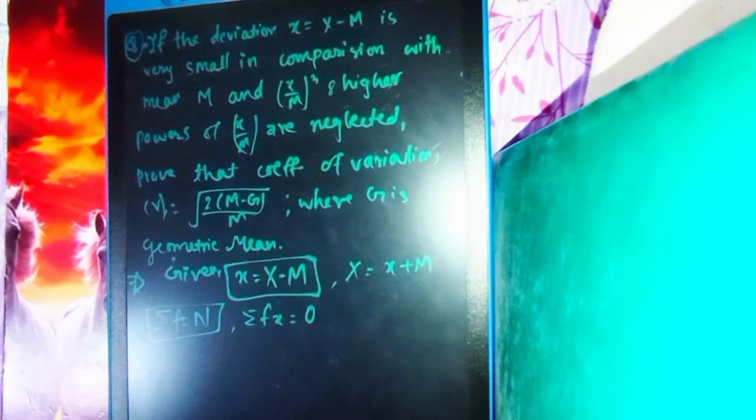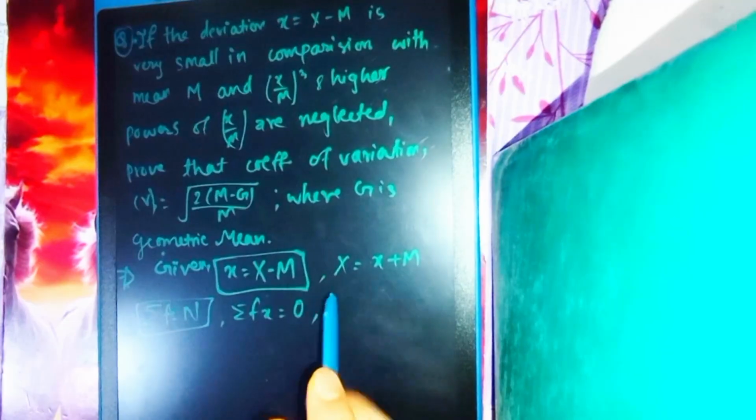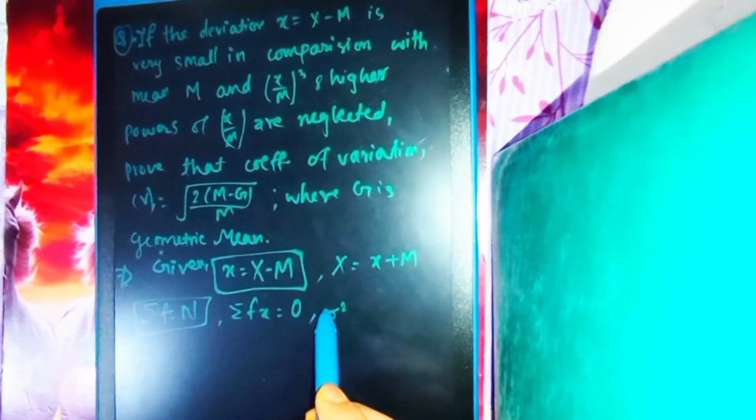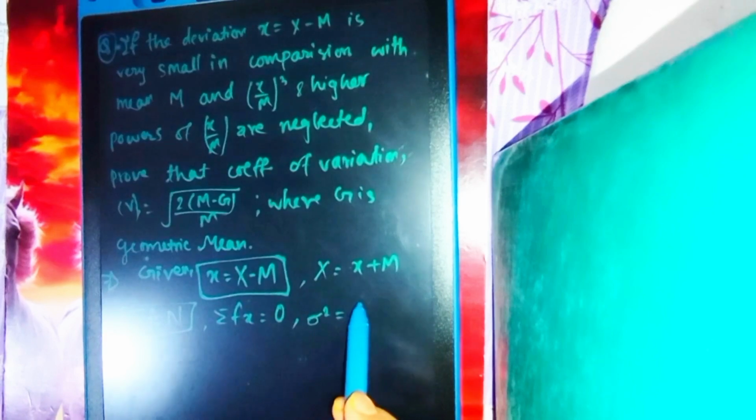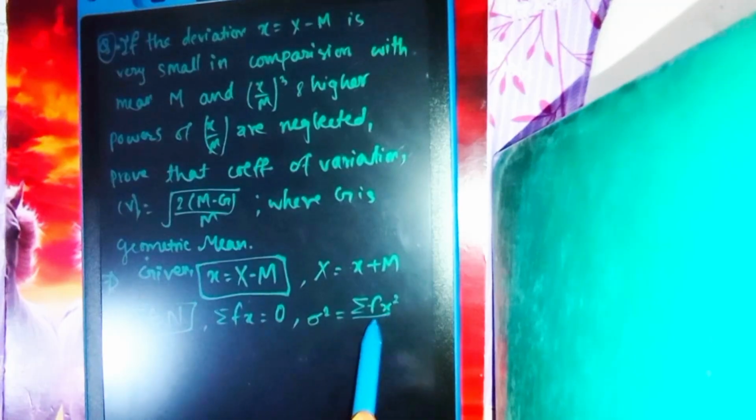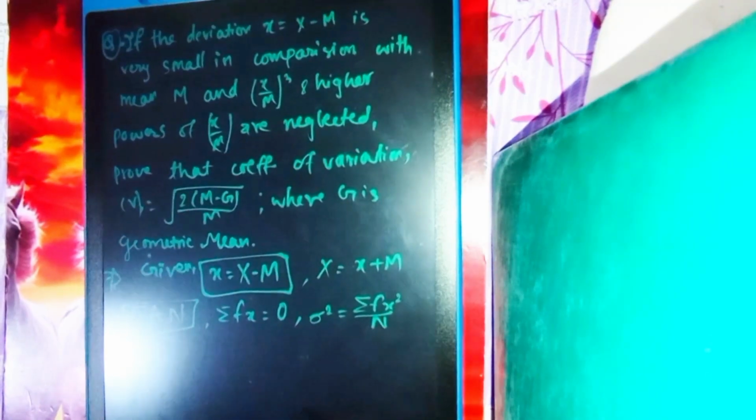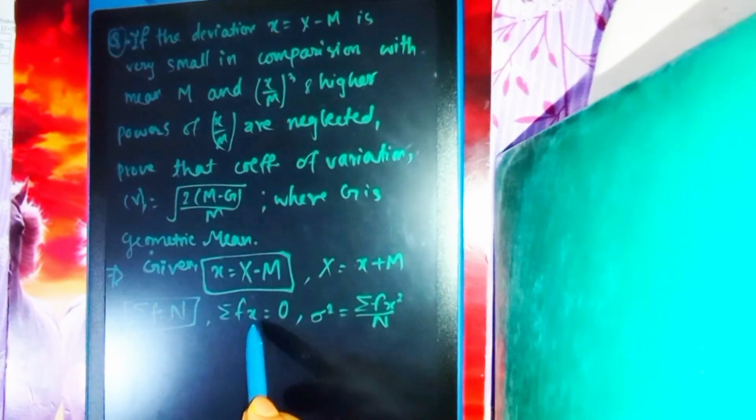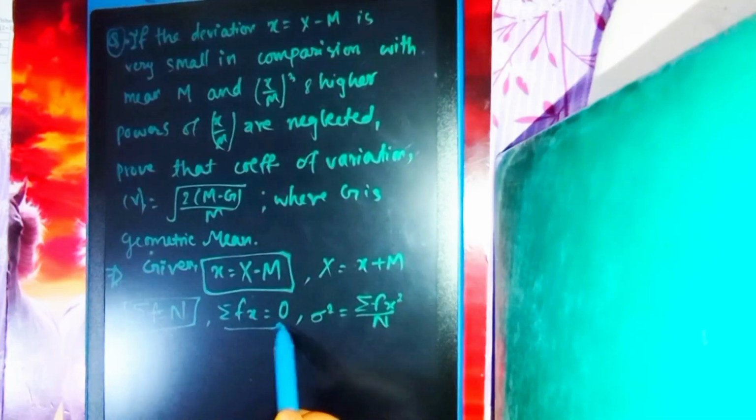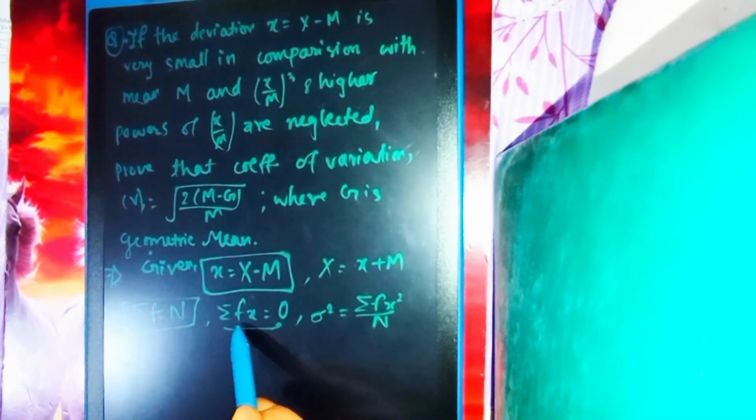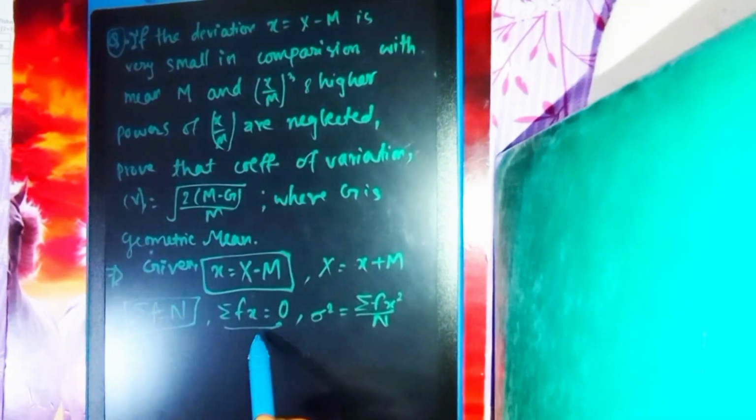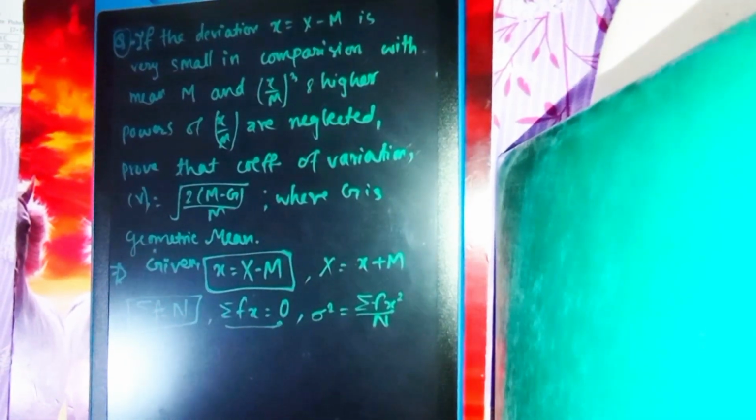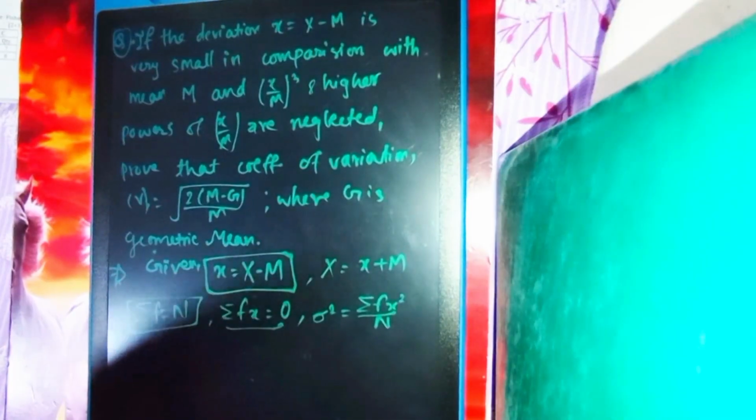Okay, so what this means is our mean is 0, and when our mean is 0, x bar is 0, then we can say sigma square is equal to summation x minus x bar, so x bar is 0, so we can write summation x square by n. Why did we take it as 0? It means that it is a small deviation, so the mean of this deviation is 0.